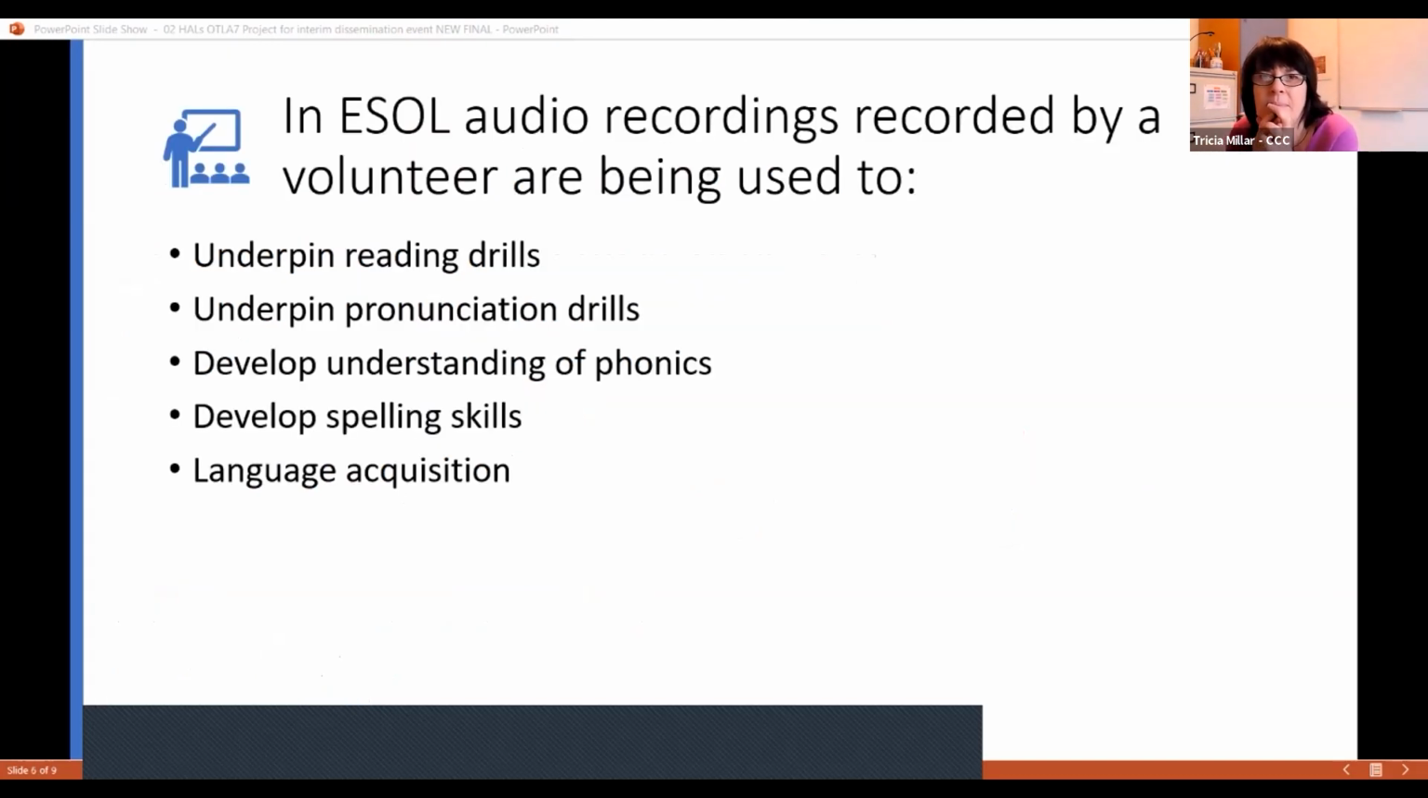In ESOL, audio recordings recorded by a volunteer are being used by Melanie to underpin reading drills, underpin pronunciation drills, develop understanding of phonics, develop spelling skills, and for language acquisition.